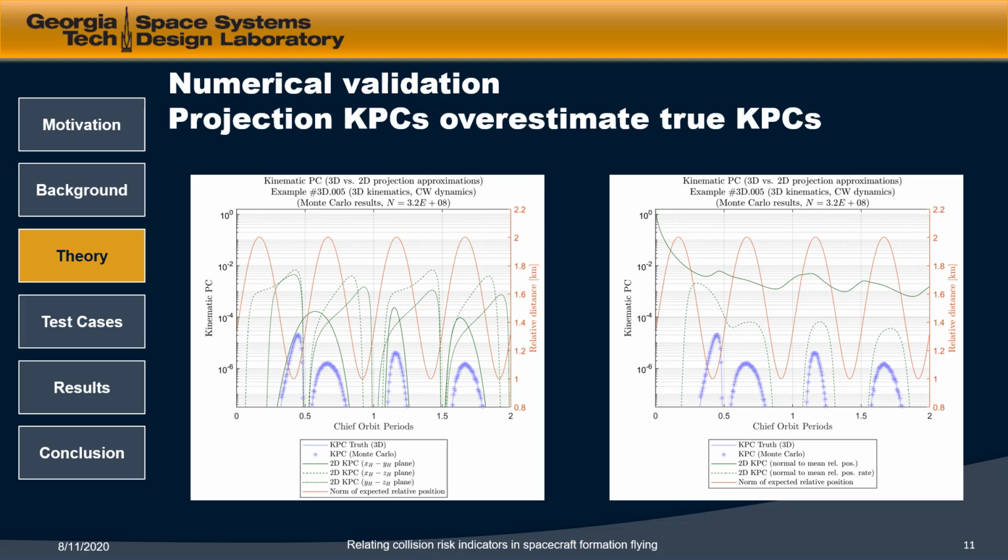This slide shows representative simulation results that hold for every case considered to some extent. The green waveforms in both charts represent numerically computed projection KPCs. On the left, you see projections onto coordinate planes, that is, the XY, XZ, and YZ planes. On the right, you see projections normal to the relative position and the relative position rate vectors. In both charts, the purple smooth waveform represents the numerically computed true KPC, and the asterisks are the sample KPC results. It is found that the sample KPC converges to the true KPC.